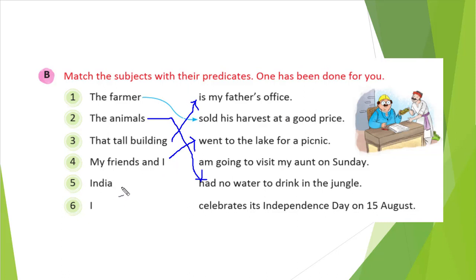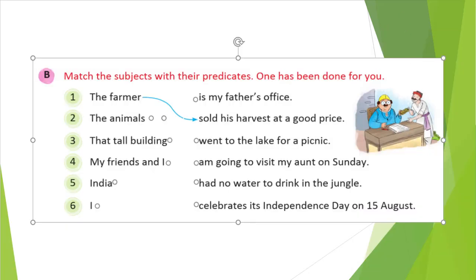India: what does India do? India celebrates Independence Day on 15 August, right? That will be the correct answer. This predicate indicates our subject, that is India. And I am going to visit my aunt on Sunday. That will be the answer, right? So these are the answers. Let me show you the answer again.